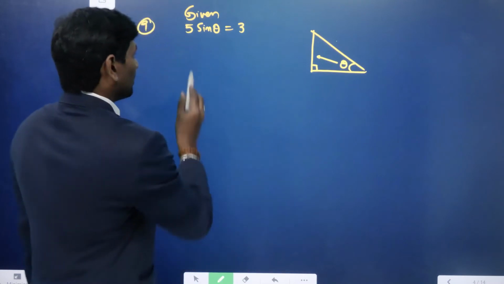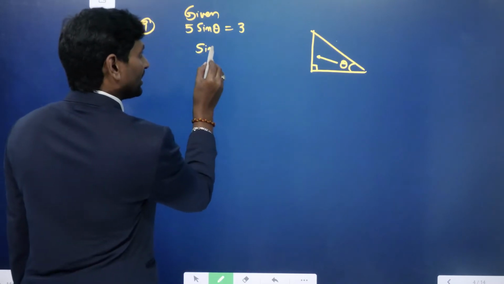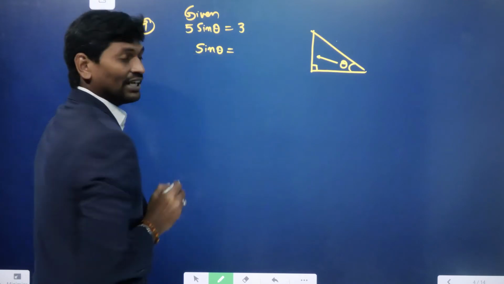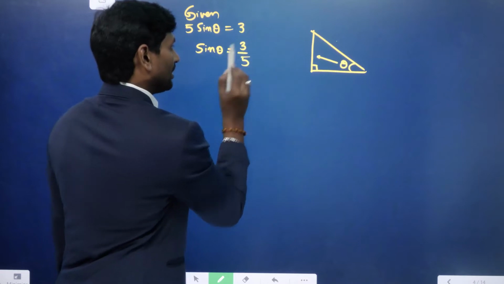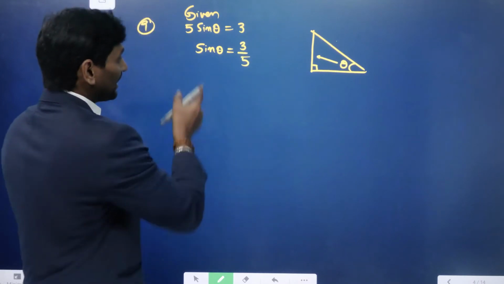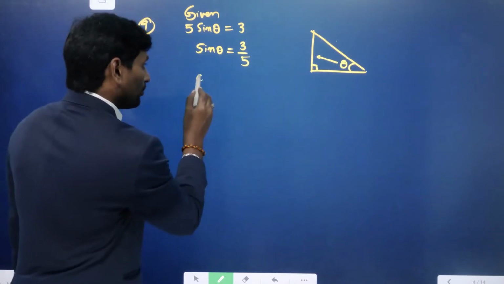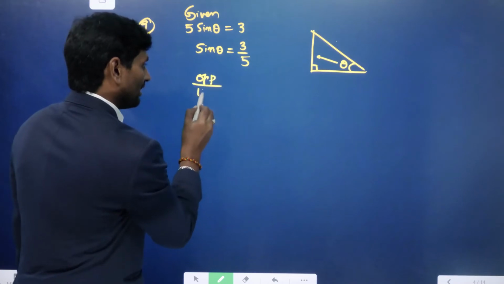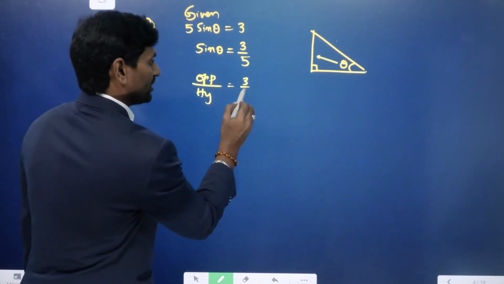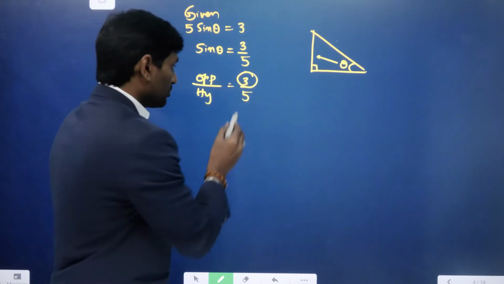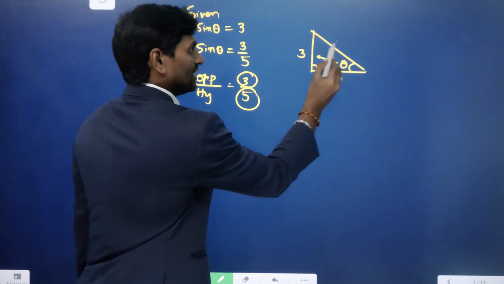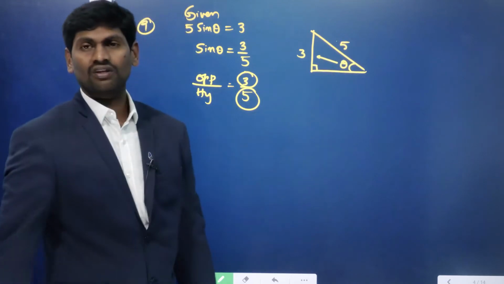Now from this I am writing sin theta equals 3 by 5. 5 is multiplying sin theta, so when you transpose it, it divides 3 by 5. But what is the ratio of sin theta? Opposite side by hypotenuse. That means the opposite side is 3 and the hypotenuse is 5. Here 3, here 5.